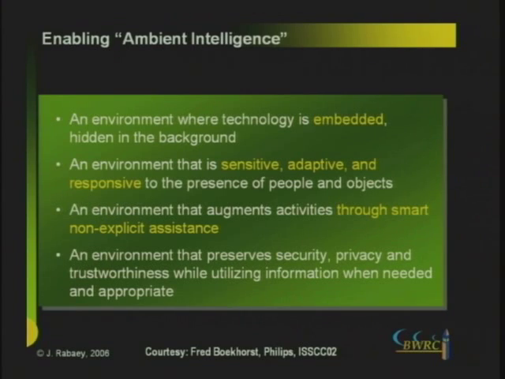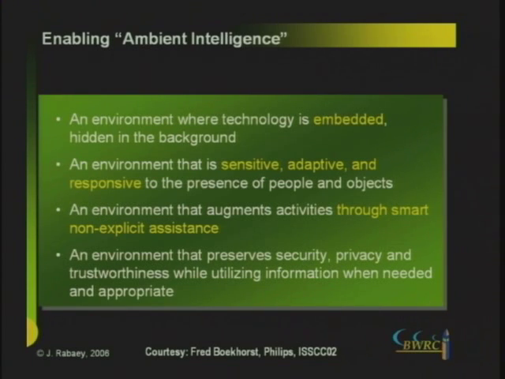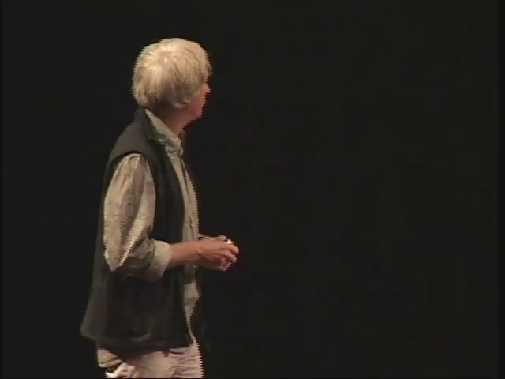As a result of that, we're looking at a paradigm that is reactive rather than proactive. A current compute environment is you go behind the terminal and you make it do something. You give it a command. In an environment like this, where you have an ensemble of a variety of devices, sensors, as well as multimedia devices, we create an environment that can become sensitive, adaptive, and responsive to the presence of people and objects. And by being sensitive, it might augment our activities through smart, non-explicit assistance. Okay? So that's the whole idea that was phrased by Philips, the first time around the early 2000s. And I think it's still very acutely on point today.